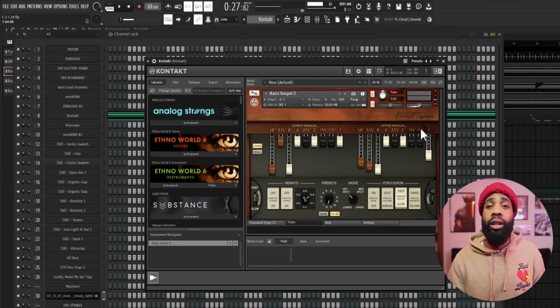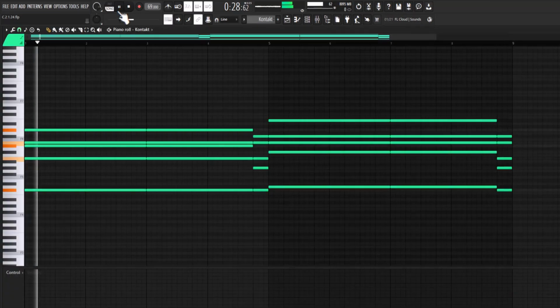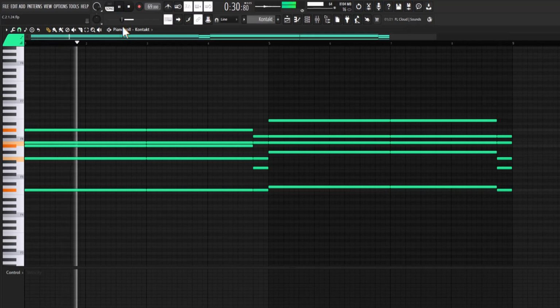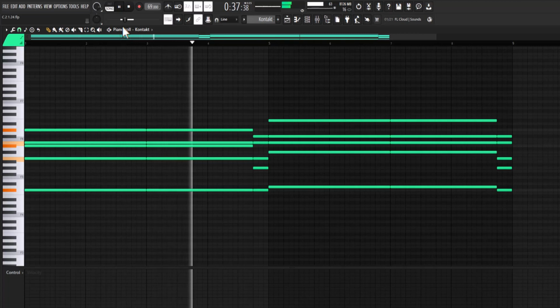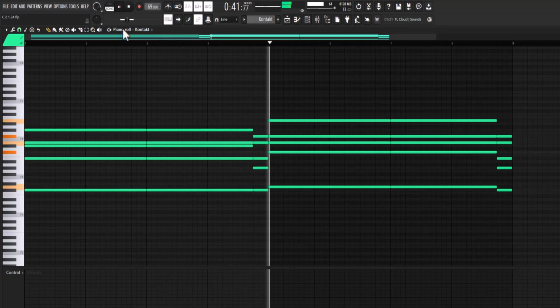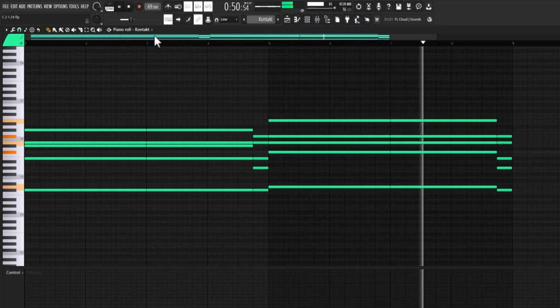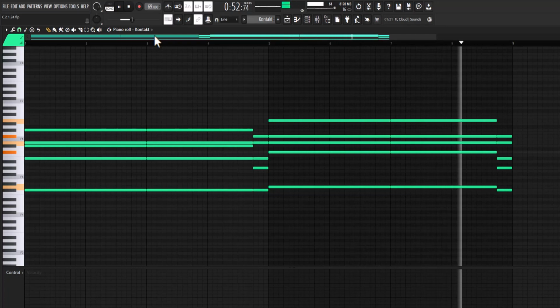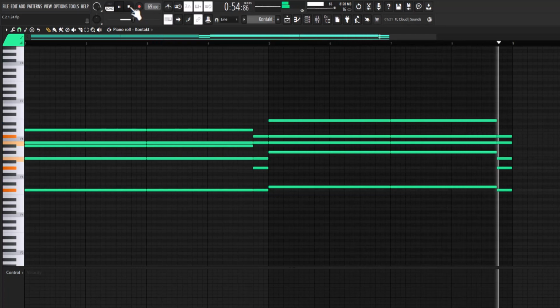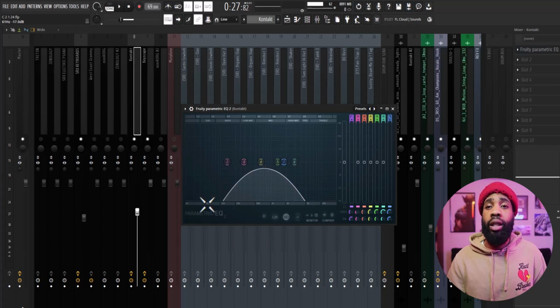So for my next sound, I got this organ out of Contact. For the effects on that, all I have is the EQ just shaping.